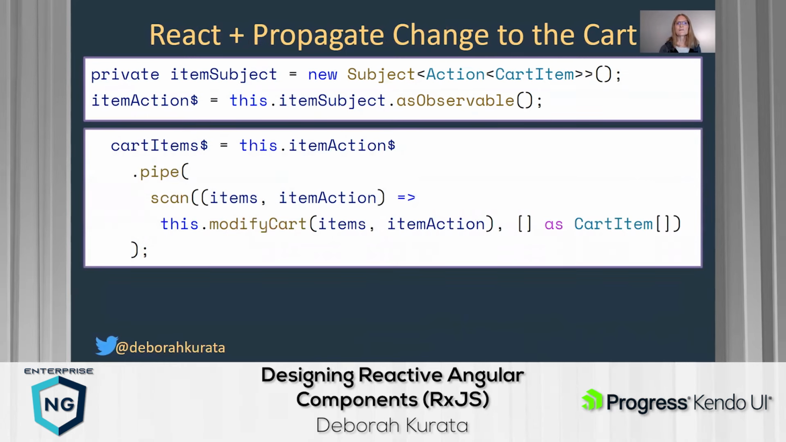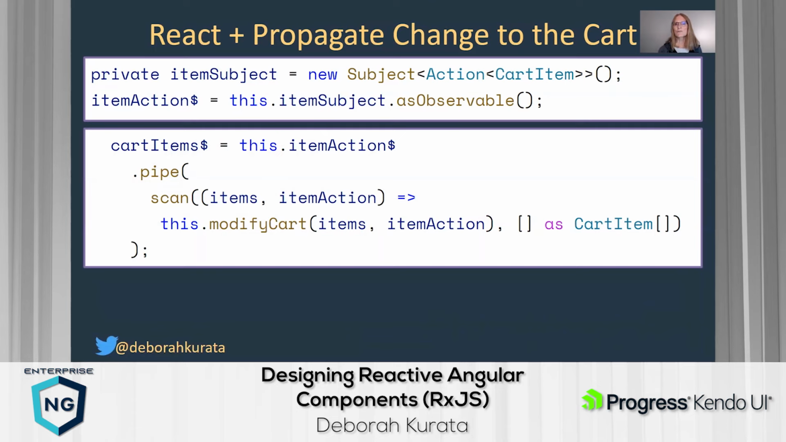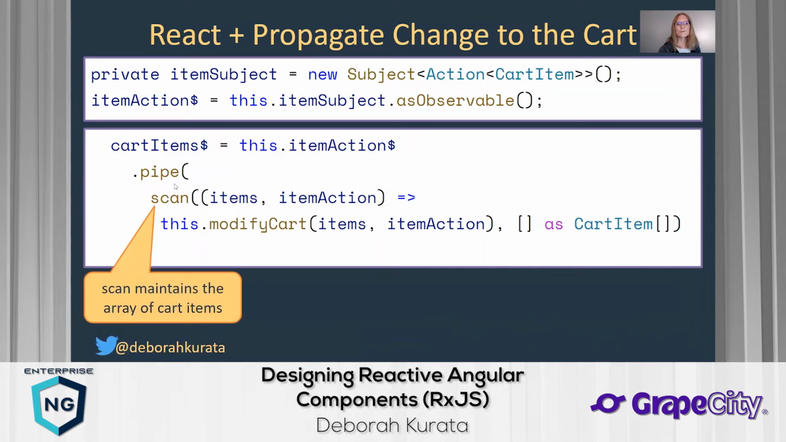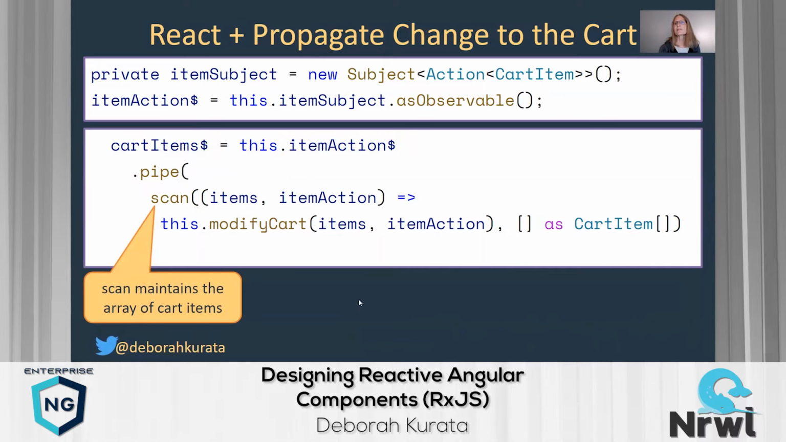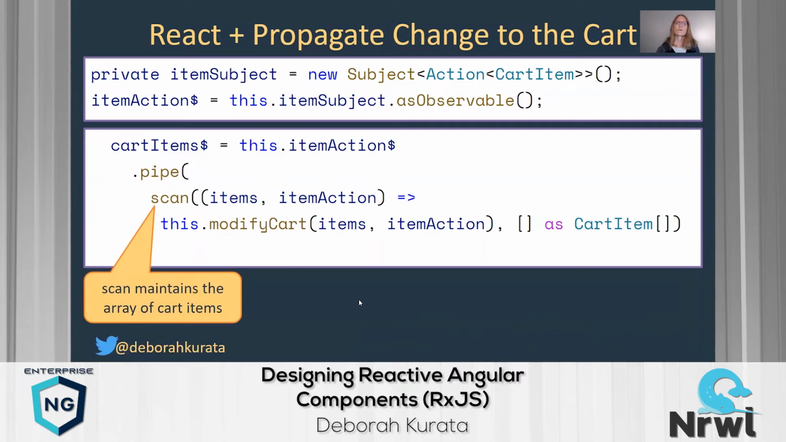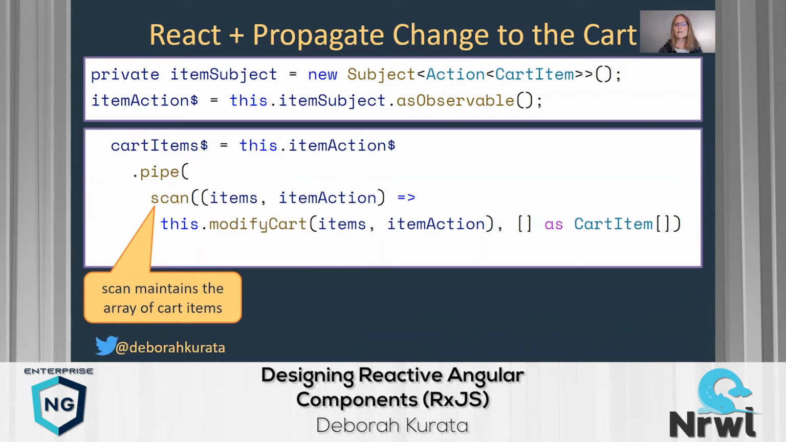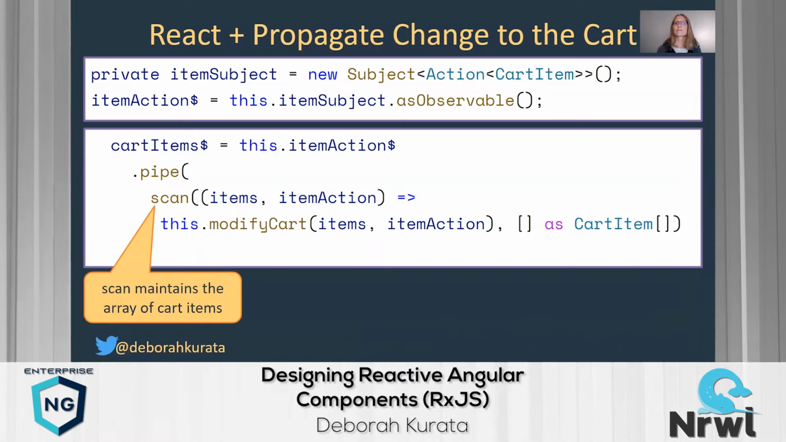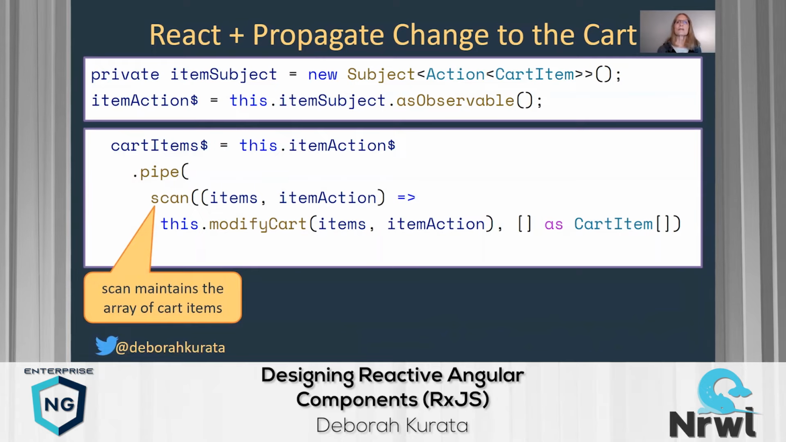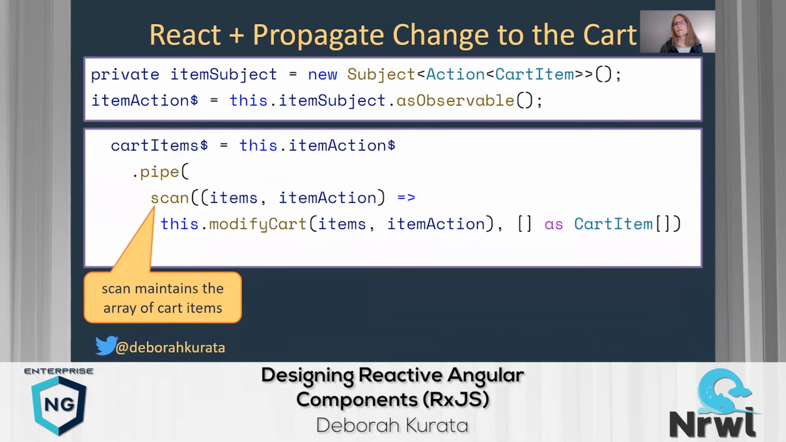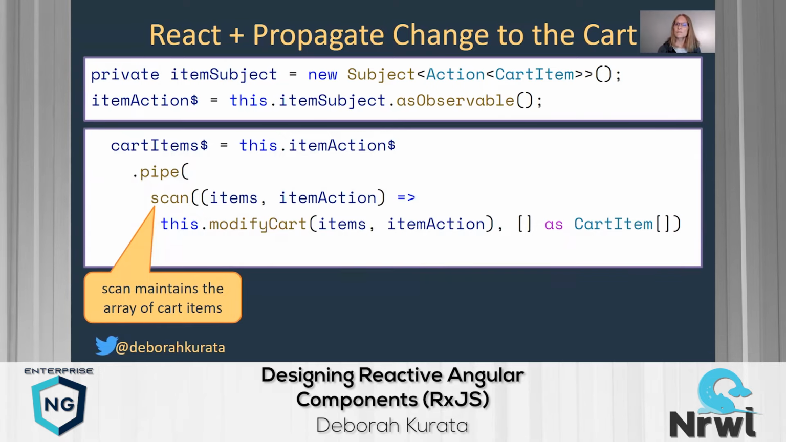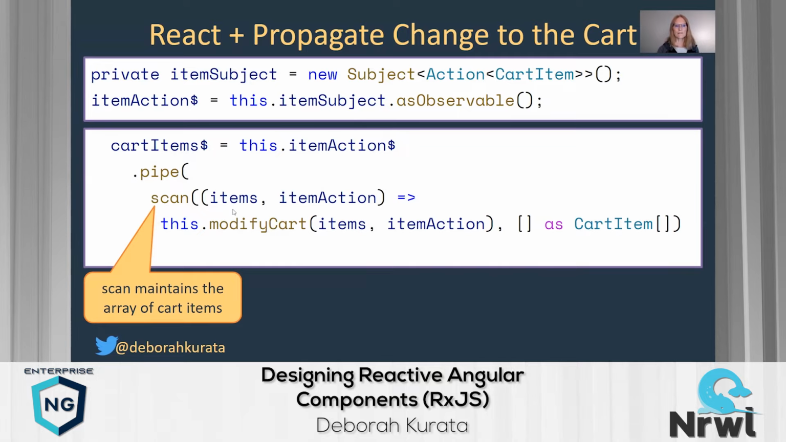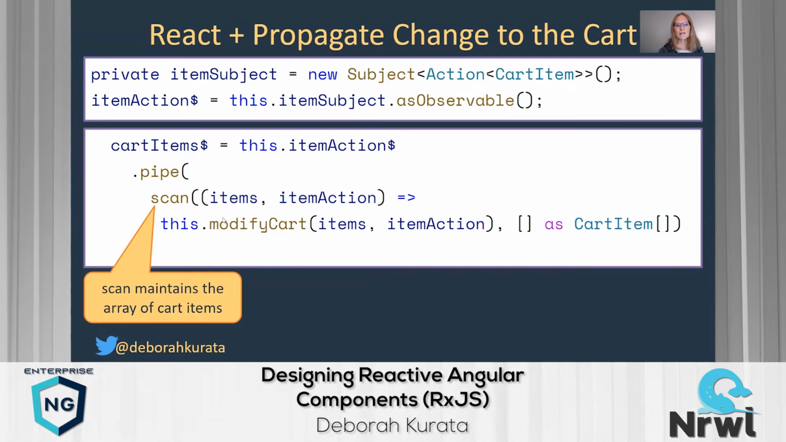Okay. Then we need to react and propagate changes to the cart. So how do we do that? Well, first, we want to use a scan, because a scan will maintain the array of cart items. So whenever we want an observable to hold on to values, we can use a scan. Now, one of the differences between a subject and a behavior subject is the behavior subject will always remember the last emitted item. Scan works similar to that, where it will always remember its accumulated value, whatever that is. In this case, it's our items, it's our cart items.